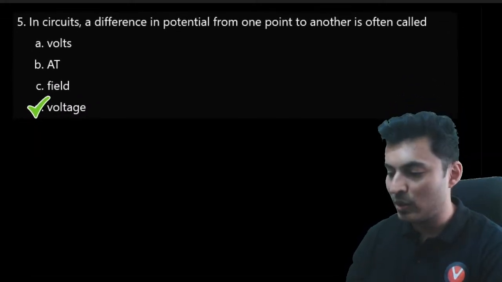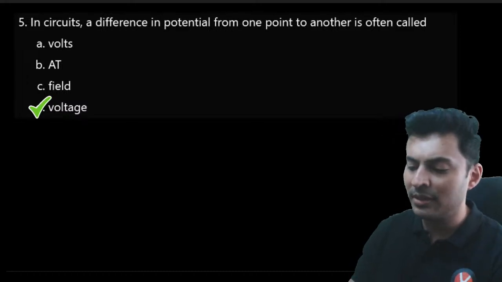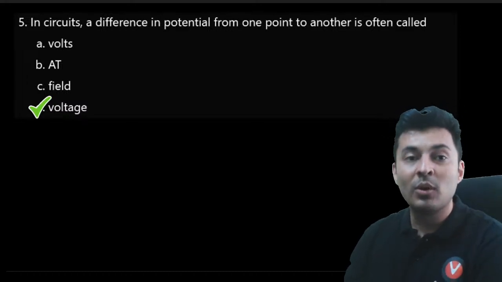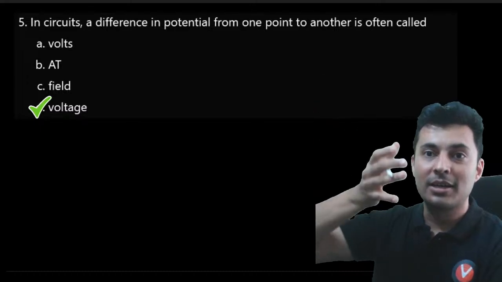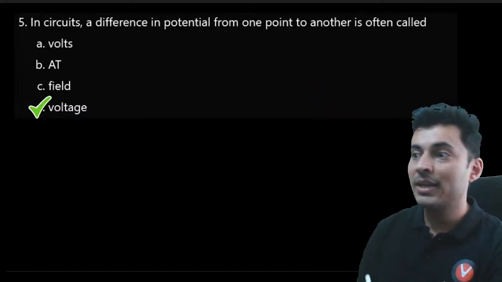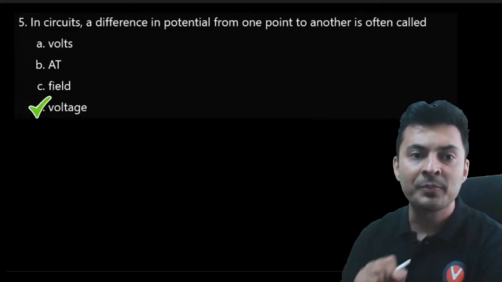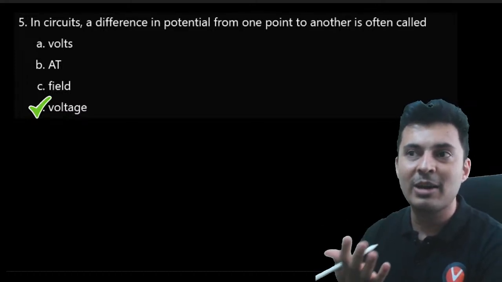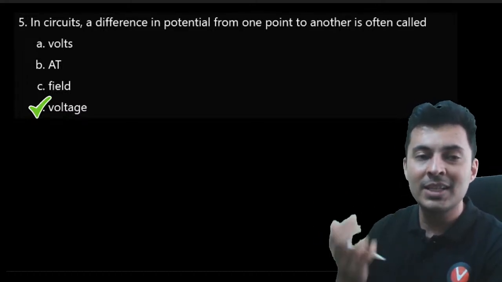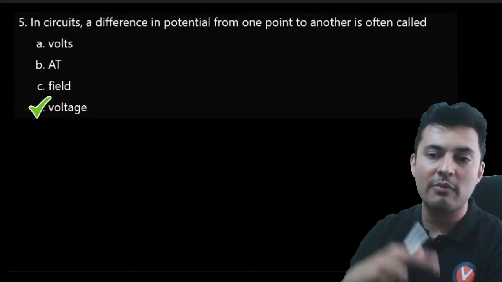Yeah, it is option D, not option A. Students got confused. What is the difference between volts and voltage? What is the voltage of this socket? What is the voltage requirement for a washing machine? When I say the voltage requirement is 220 volts, that means it is a potential difference from one point to the other, right?